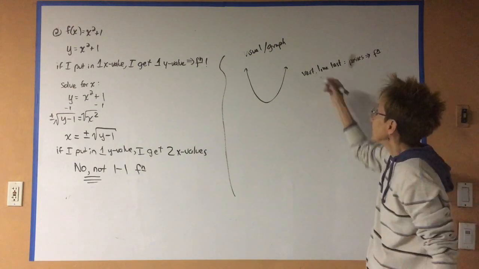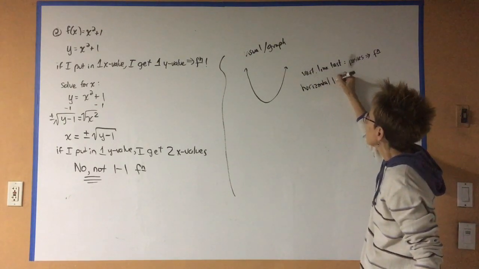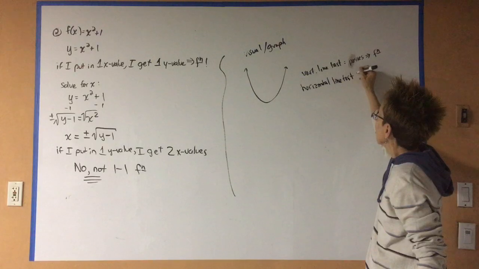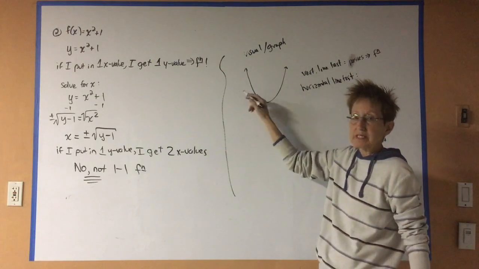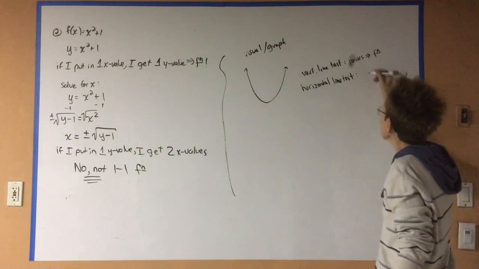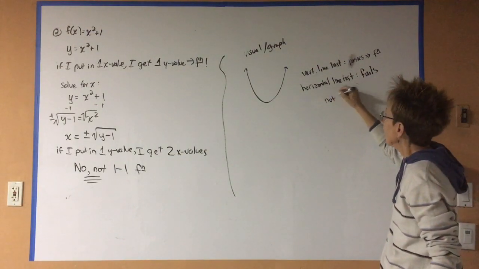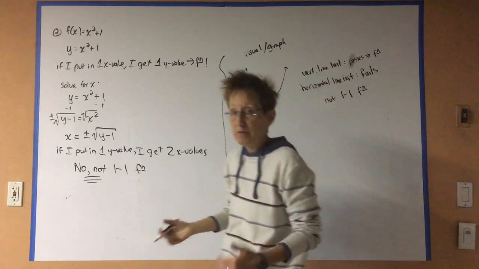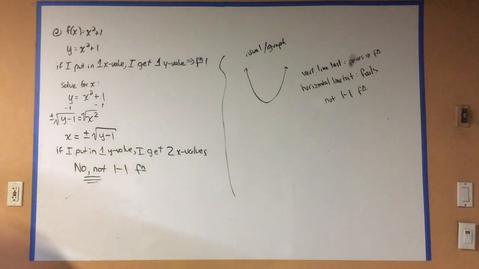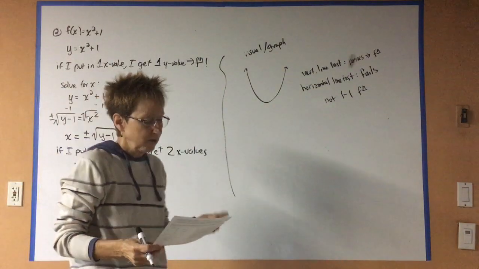To be a one-to-one function, we now have to look at the horizontal line test. And the horizontal line test, it fails all over the place. It hits more than one place, so it fails. And since it fails this, it means it is not one-to-one. So it is a function, but it's not a one-to-one function.